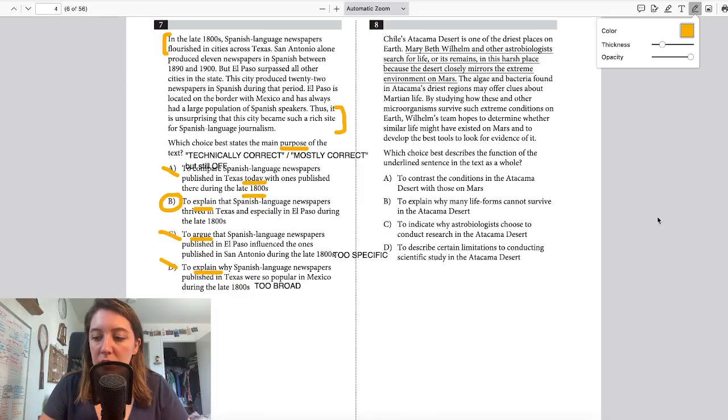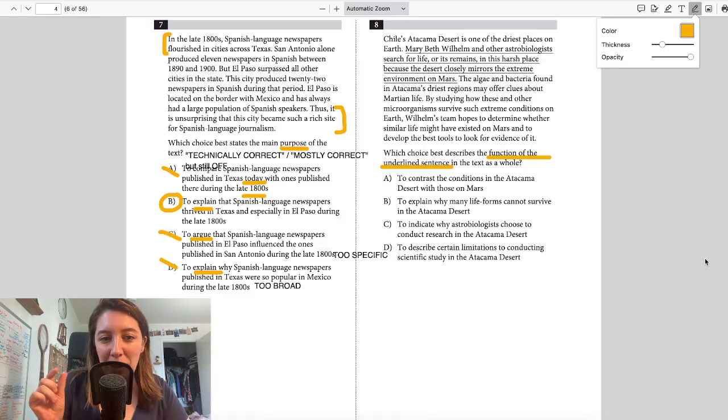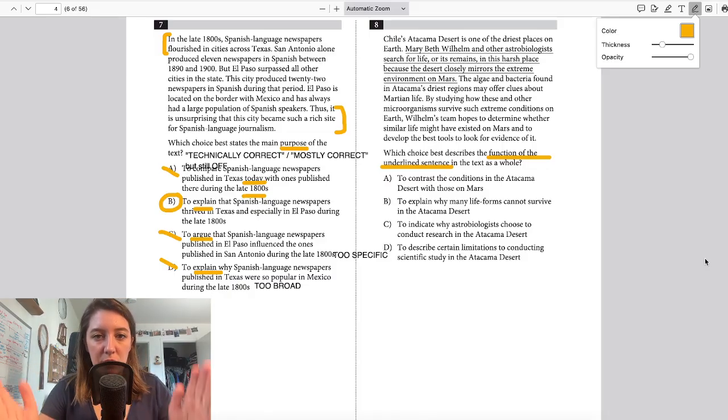Number 8, let's see. This one says, which choice best describes the function of the underlined sentence in the text as a whole? Yeah, so this is really like a structural question, but it's more than that too, right? So they want you to think about, what is the structure of a paragraph? What is the structure of maybe an argument? And then it's also kind of like a mini purpose question, right? Like, what is the purpose of this part? So we have this kind of macro, like, what's the purpose of this paragraph or this passage entirely?